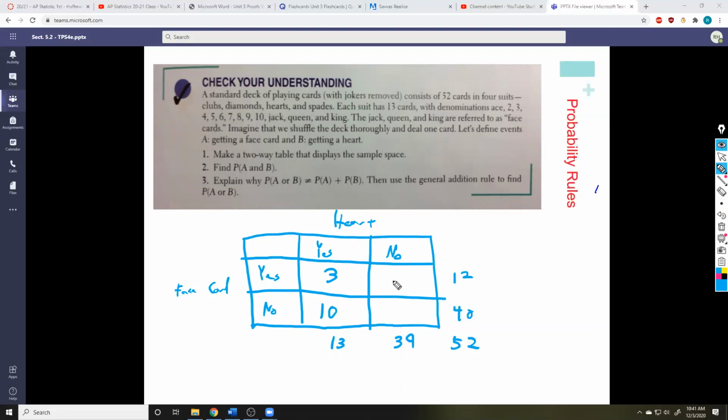Then we have the face cards that are not hearts. So these are the 3 face cards in each of the other 3 suits, so 9 of them. And that leaves 30 in this column that aren't hearts or face cards. Questions on this table? So that's the way I like to organize it, get the totals first.